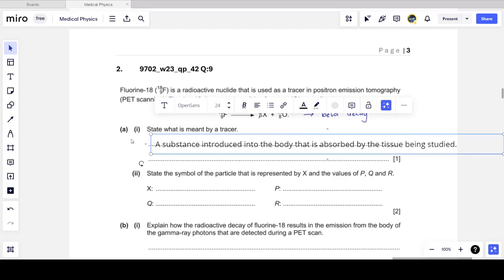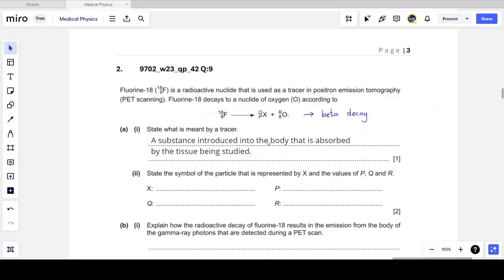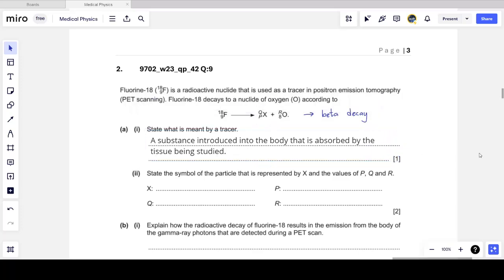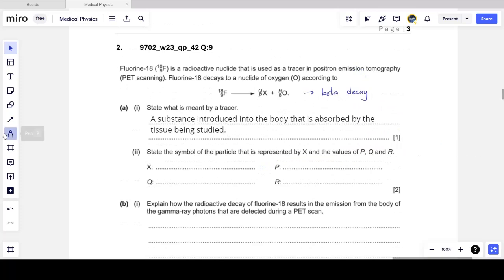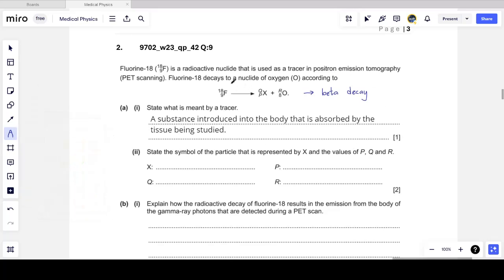And if it does so, then we're using the correct tracer for the job. So it's some substance that we introduce into the body that will be absorbed by the tissue in question. We're next told to state the symbol of the particle that is represented by X and the values of P, Q, and R. So the nuclear equation on top is not complete. We have to make labels for X, P, Q, and R.